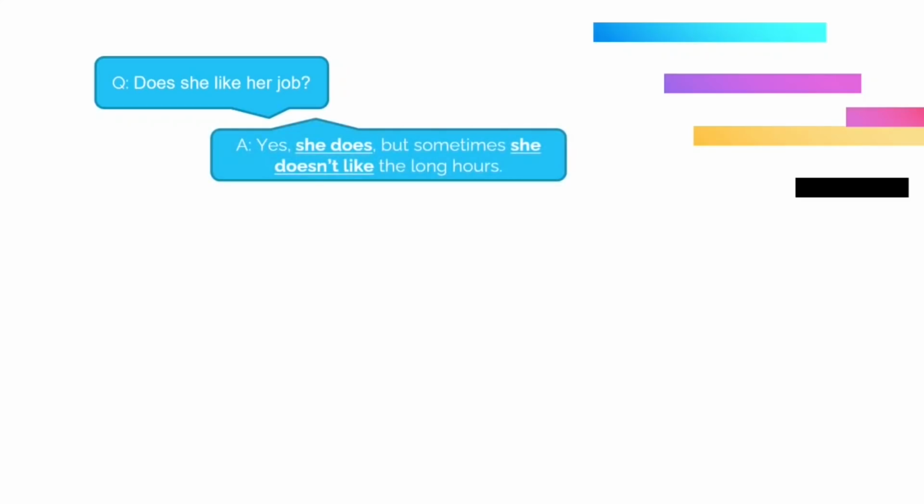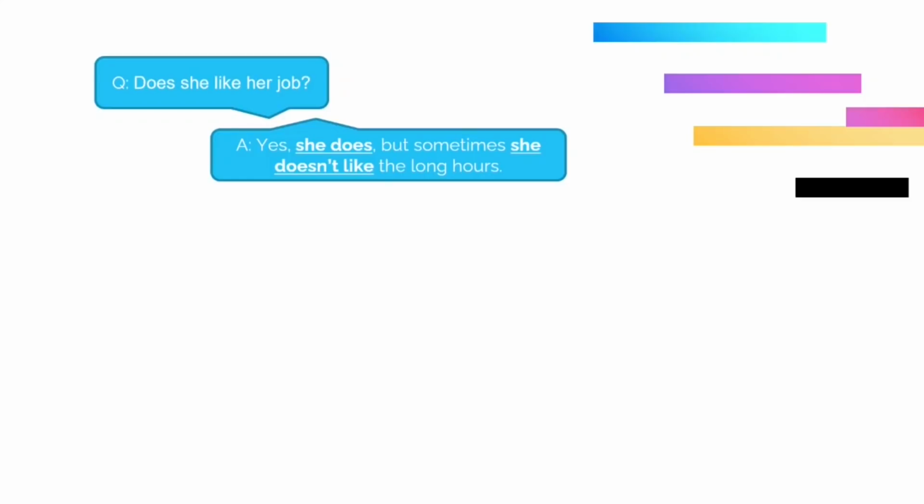The fourth question was, does she like her job? Well, according to Jane, the answer is, yes, she does. But sometimes she doesn't like the long hours. Notice that when we form the response in a third-person singular's perspective, we say she does, whereas we would say I do, or we do, or you do. But whenever it's he, she, or it, it's going to be she does, he does, or it does.